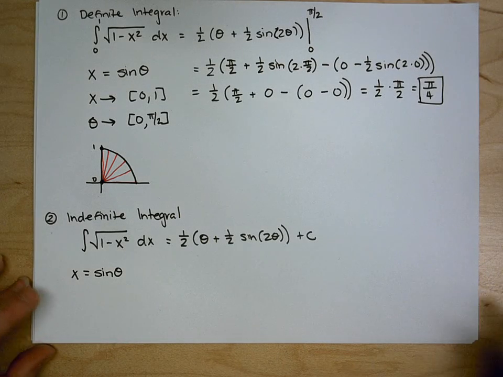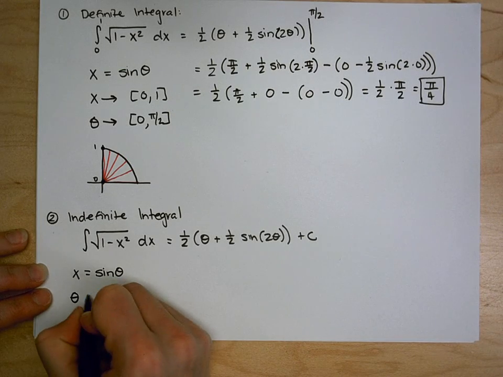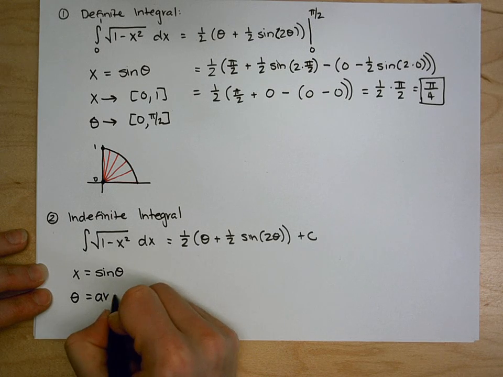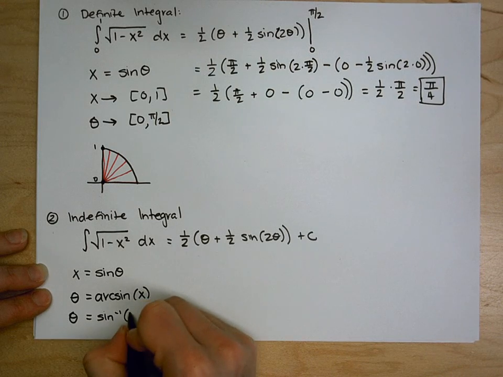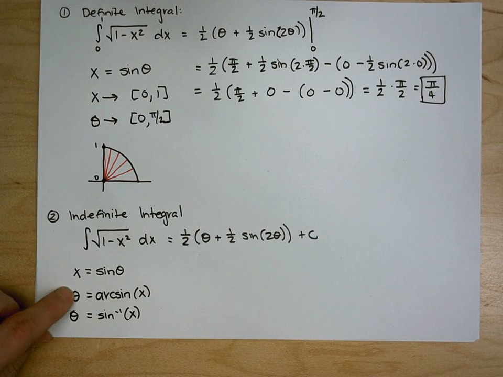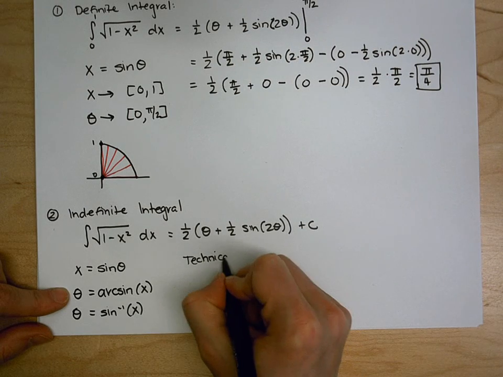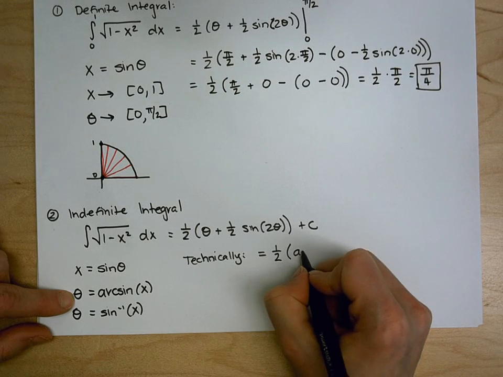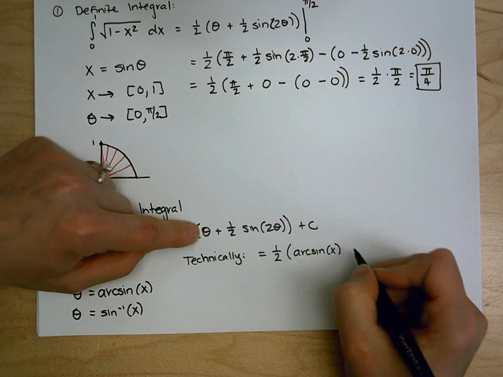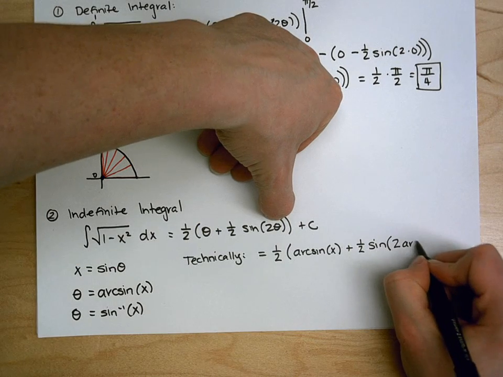So it's actually pretty straightforward to now solve for theta. If x equals sine theta, then theta is going to be the inverse of sine, or arc sine. Now you could write it this way, or you could write it this way. Either one of those. I usually like this one a little bit more. So technically, here I'm going to give two answers. Technically, I could go ahead and rewrite this as 1/2. Now again, theta is arc sine x. So I'm going to replace this one. 1/2 sine of 2 theta is arc sine of x.